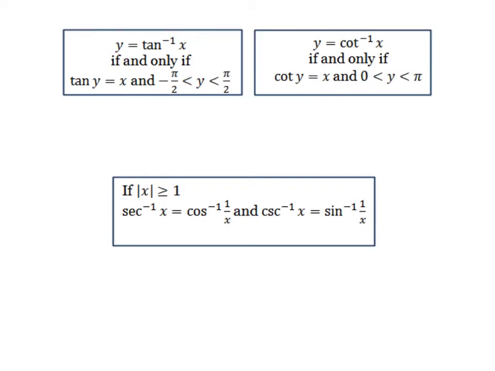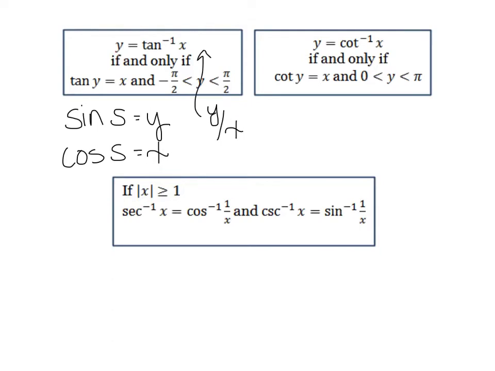We are going to continue our discussion of inverse functions by now looking at inverse tangent, inverse cotangent, inverse secant, and inverse cosecant. If you think about the fact that y is the sine of any given arc length or radian, and that the cosine of that arc length is x, then you would remember that tangent is y over x, cotangent is x over y.